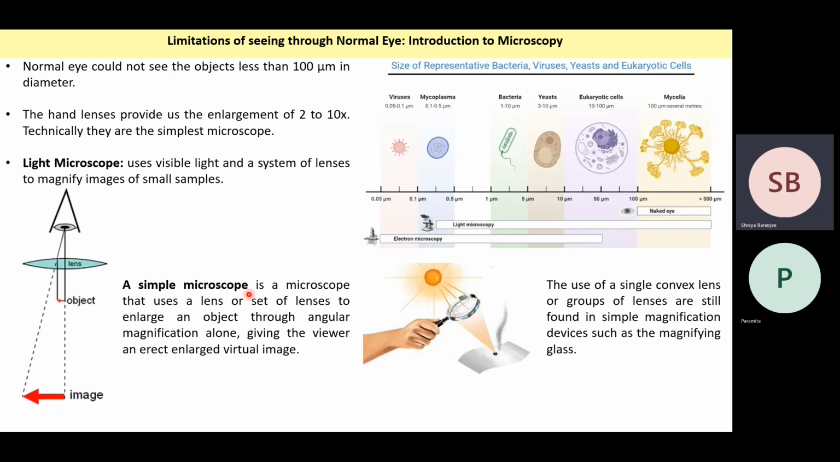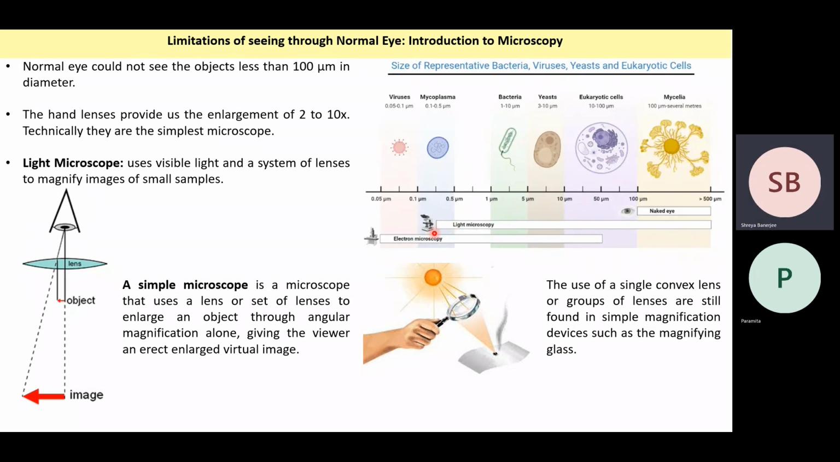So this is a simple microscope that is using a lens to enlarge an object through angular magnification alone, giving the viewer an erect, enlarged virtual image. The image that the eye is seeing is virtual, meaning it does not actually exist. It is just an imaginary image of the object, which is enlarged by many times. This lens has been used over the years in simple devices such as magnifying glasses.